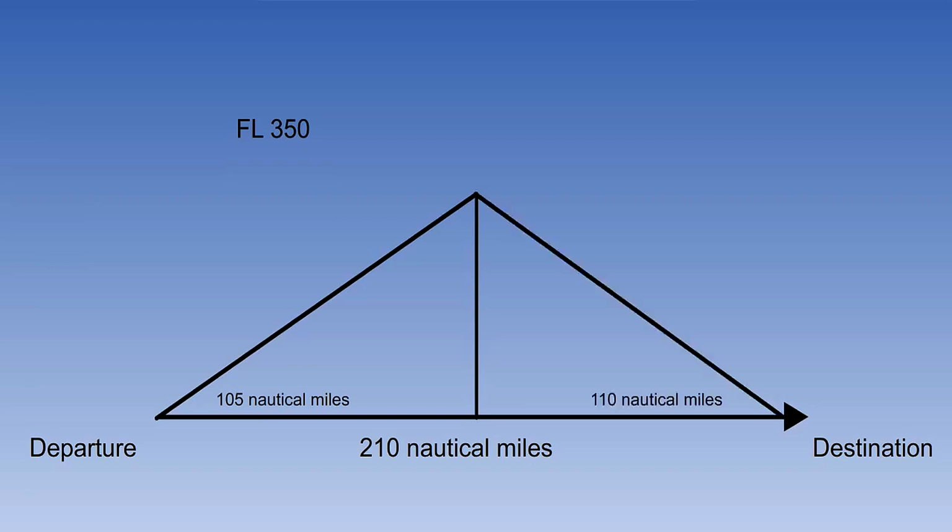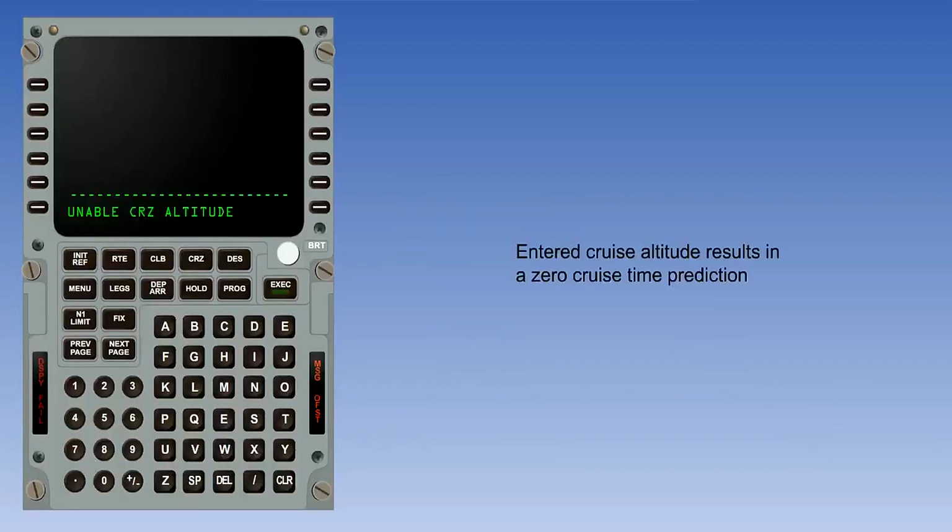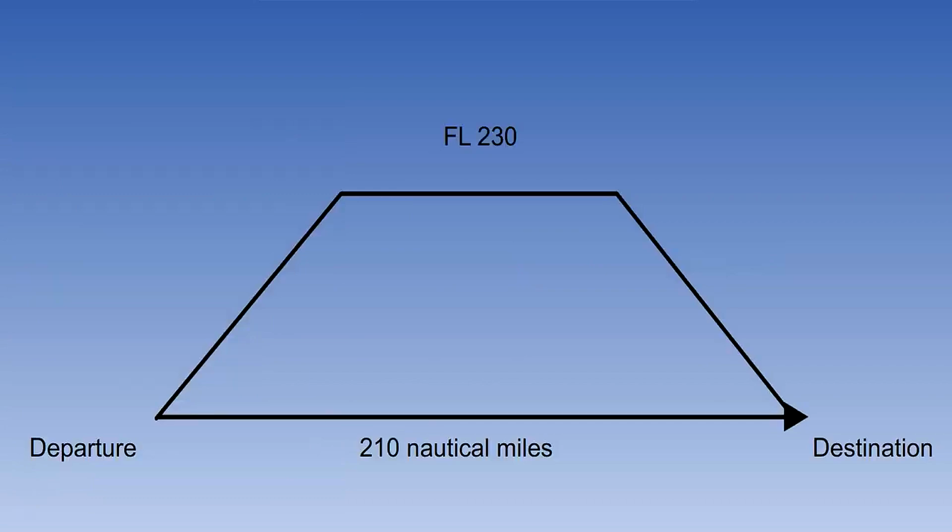It also calculates the descent distance taking into account the same factors. Typically this might be 110 nautical miles. However, the computer works on a minimum acceptable cruise time of 1 minute, which is usually about 7 miles. This would give us a minimum trip distance of 222 miles. We would therefore get an unable cruise altitude message. If we then select a lower altitude, it should work.